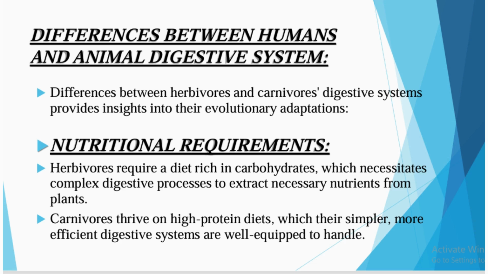So there are differences between the human and the animal digestive system. The differences between the herbivorous and the carnivorous digestive systems provide insight into their evolutionary adaptation. In terms of nutritional requirements, for example, herbivores require a diet rich in carbohydrates, which necessitates a complex digestive process to extract the necessary nutrients from the plant. Carnivores thrive on a high-protein diet, which their simpler, more efficient digestive systems are well equipped to handle.